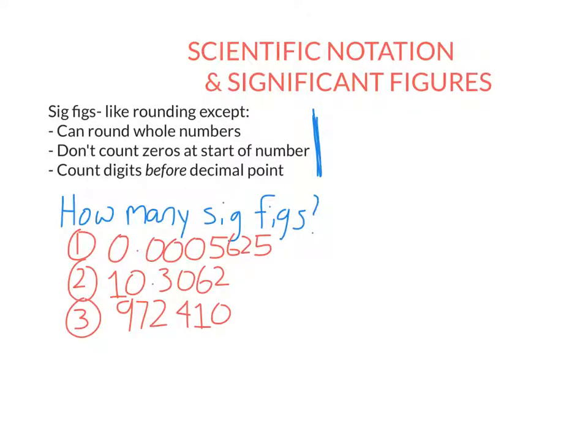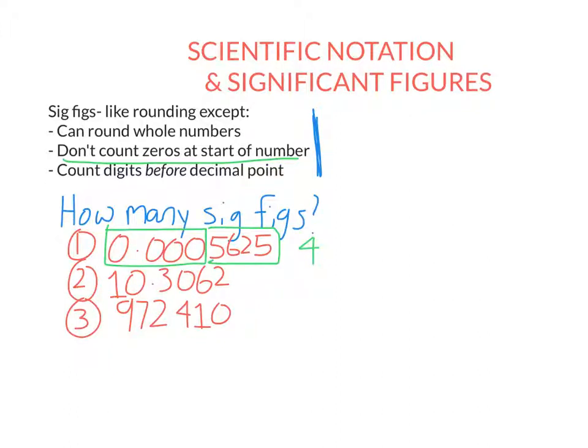To better understand significant figures, we're going to take each of these three numbers in red and count the number of digits that are significant. So let's look at the first one. Zeros at the start of the number do not count as significant. So this first number has 1, 2, 3, 4 significant figures: 5, 6, 2, and 5.